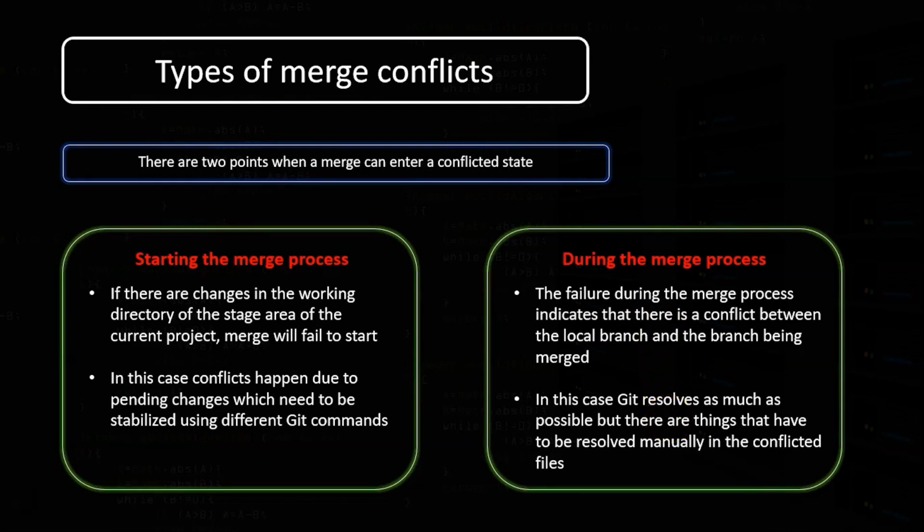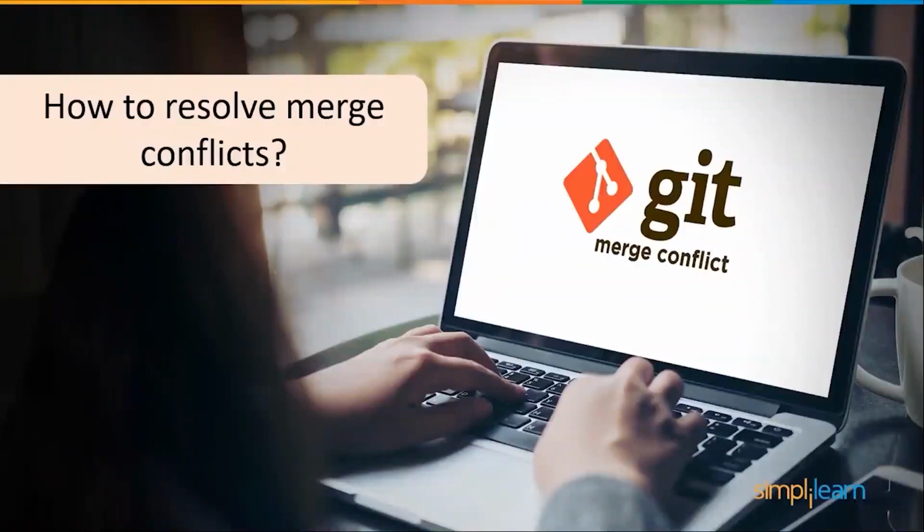If there is any kind of difference in the source code, in the commits and the different lines of source code, Git automatically tries to resolve it as much as possible, but at any moment of time it's not able to manage. In that case human intervention is required so that we can resolve these conflicts manually. So these are the two types of situations in which a merge can enter a conflicted state. Now how to resolve these merge conflicts?